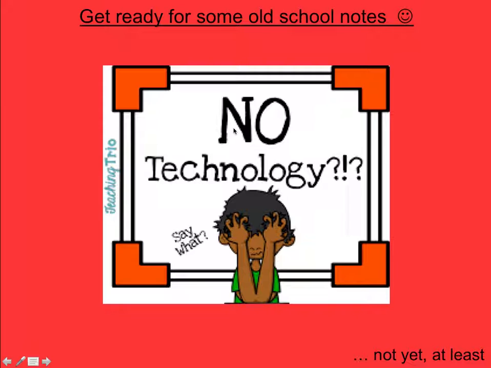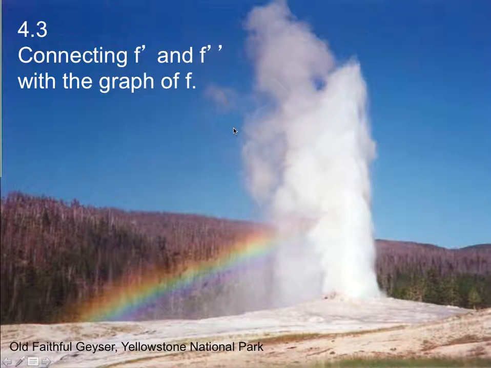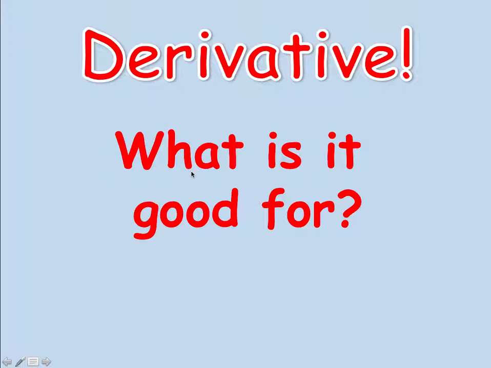So these are the notes for section 4.3, day 1. And what we're doing is we're connecting the derivative, which is f prime, the second derivative, f double prime, with the graph of the function itself. So we're bringing into the picture in section 4.3 the second derivative.